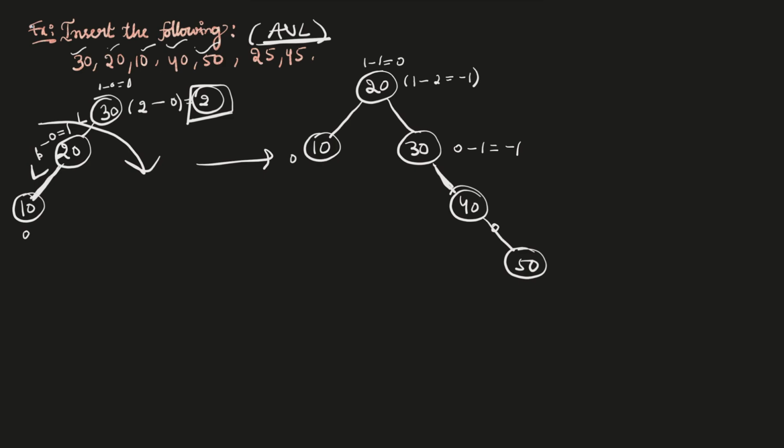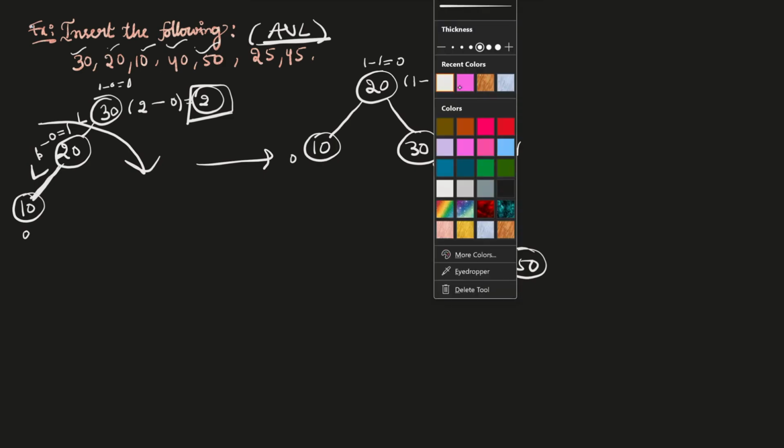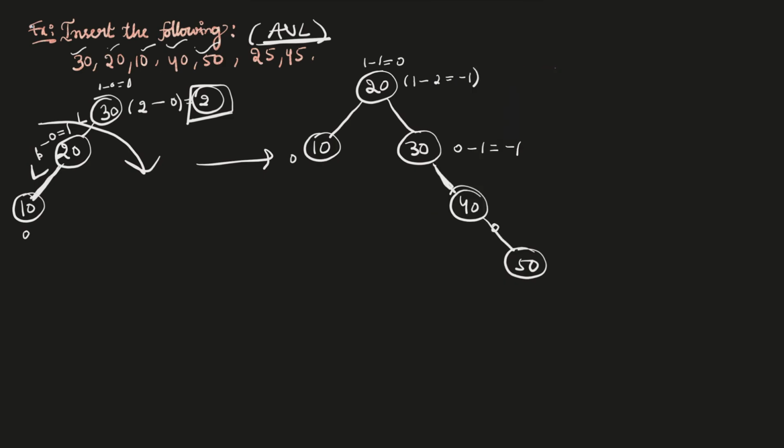Now again if you check the balance factor, now let me change the color. 50 is having 0, 10 is also having 0. Coming to 40, it is having left is 0 and right is minus 1. So it is minus 1. 30 is having 0 minus 2. So it is minus 2. Here we have got the problem. Now if you check for 20, it is 1 minus 3. So it is also having minus 2.